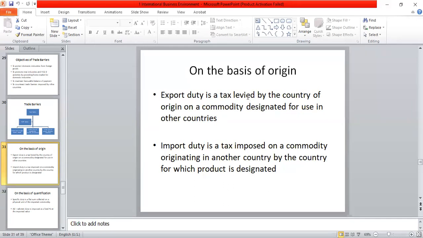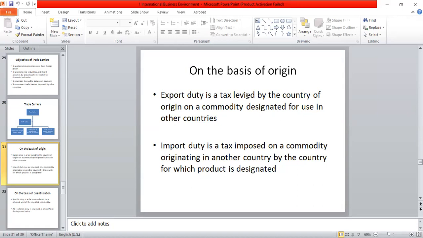Export duty is a tax levied by the country of origin on a commodity designated for use in another country. When India exports, say, Alphonso mango to another country, and if India doesn't want to motivate this export, then the Indian government will charge a heavy export duty so that it becomes costlier for those selling outside India, because the government wants to discourage it.